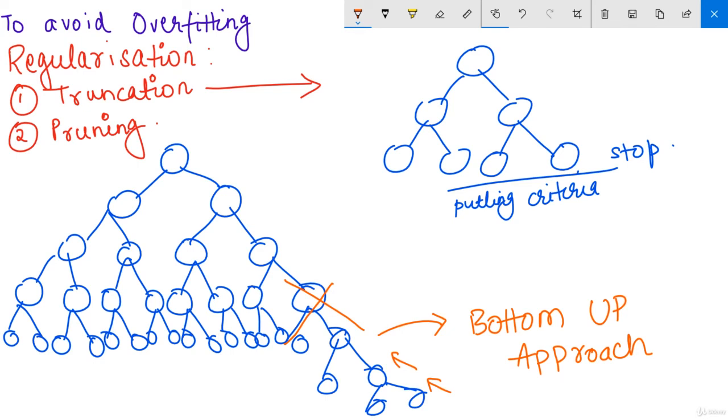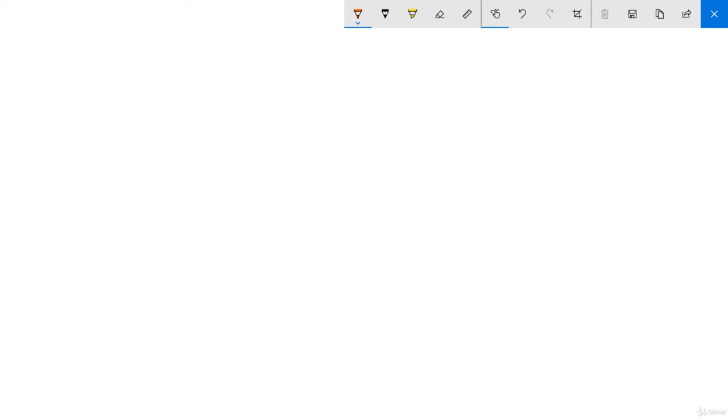So this is the basic introduction of truncation and pruning. What I'm trying to explain, I will explain in depth now. Okay, so this is the basic thing. So now let's see truncation. Let's see what exactly it is. Let's go deep into truncation.